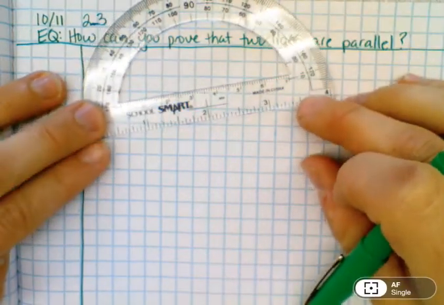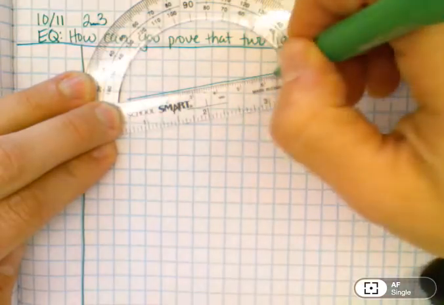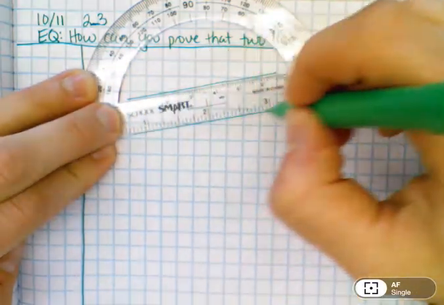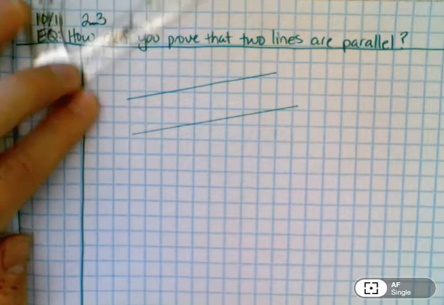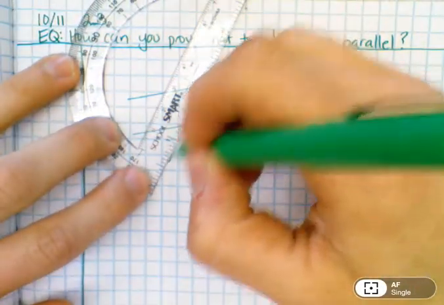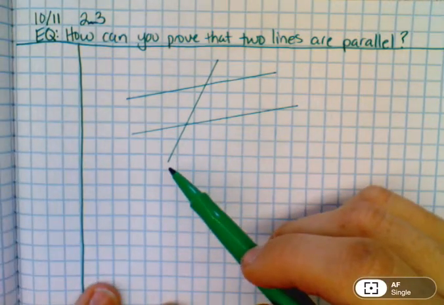I'm going to use my protractor to draw two parallel lines. I can just draw one line there and one line there. With most protractors, you can draw two parallel lines really easily. And then I'm going to draw another line going through, and this, of course, is the transversal.